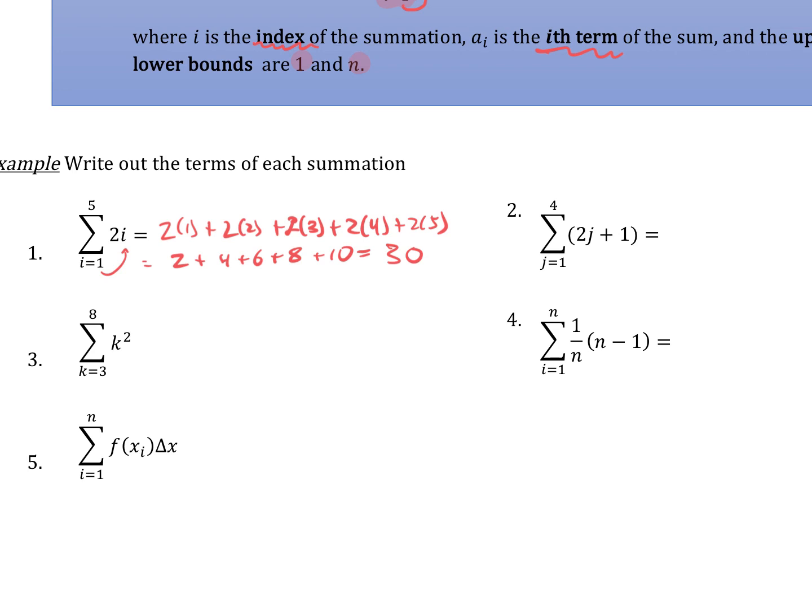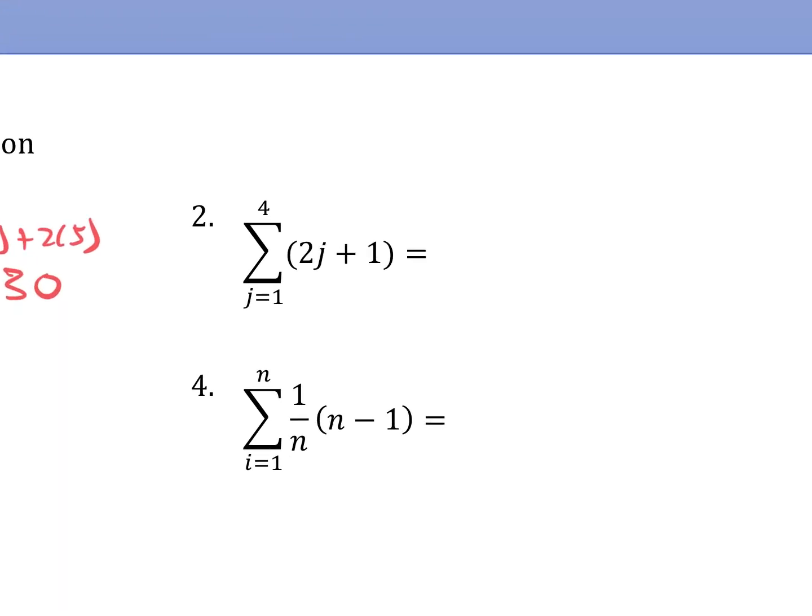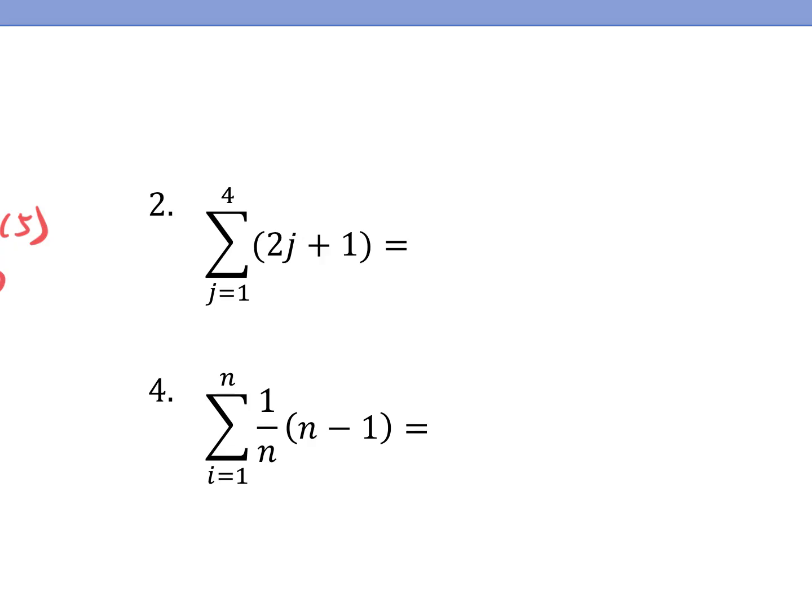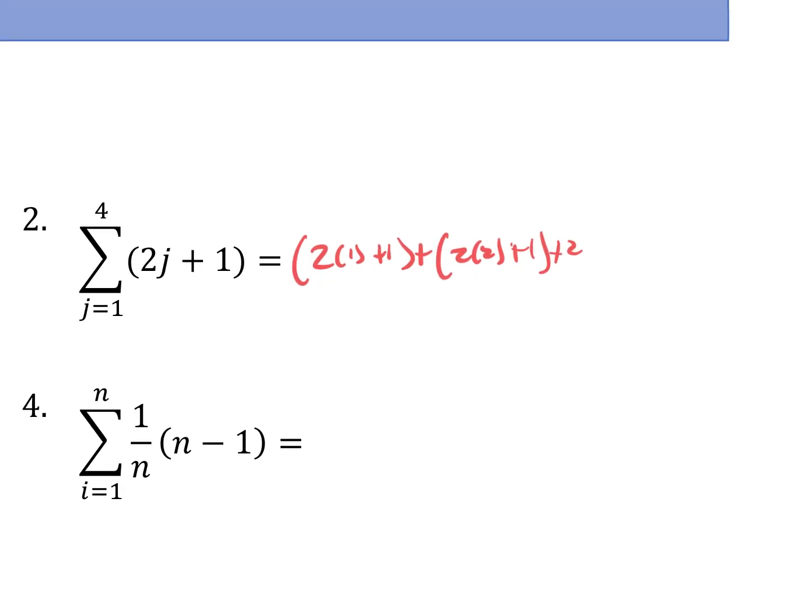Well, we don't have to have i. We could have another letter like j. So if we plug in 1 to 4 into j here, we'll get something like this: 2 times 1 plus 1, plus 2 times 2 plus 1, plus 2 times 3 plus 1, plus 2 times 4 plus 1. And so that comes out to be 3, 5, 7, 9. And what does that add up to? Well, 3 and 7 is 10, 15, 24.